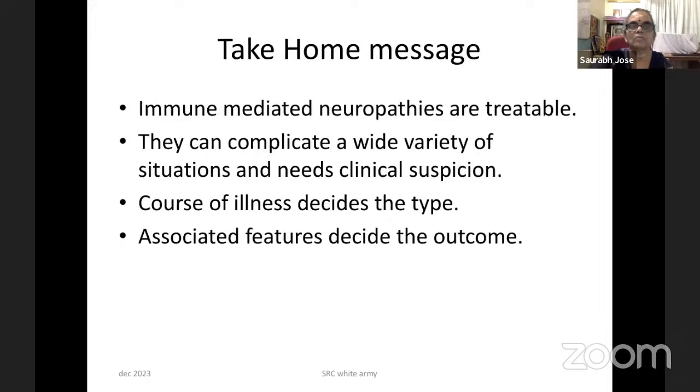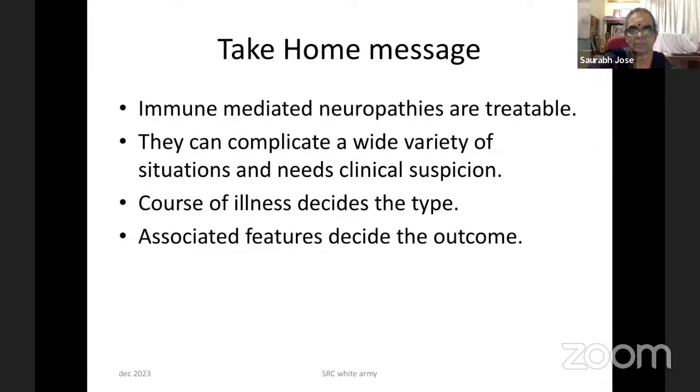And take-home message: immune-mediated neuropathies are treatable, so we should not miss them. They can complicate a wide variety of situations and need clinical suspicion. As I said, they can complicate diabetes, they can complicate HMSN, so we should not put them into one basket. We need a shrewd assessment of every case. That is why a neurologist needs more time to examine the case, so that he can do justice to the patient. And the course of illness will decide the type.